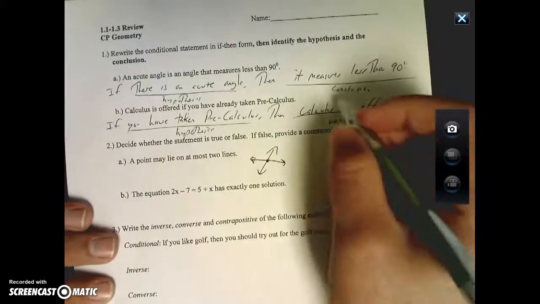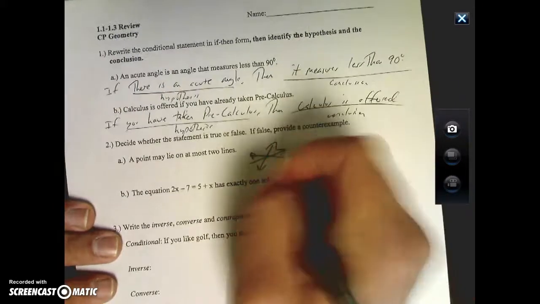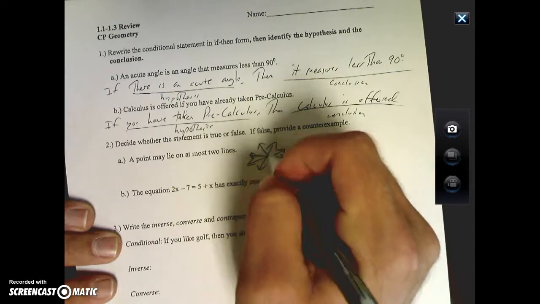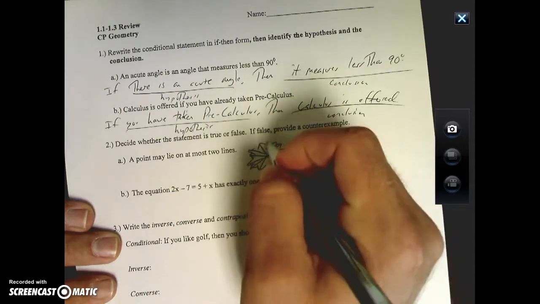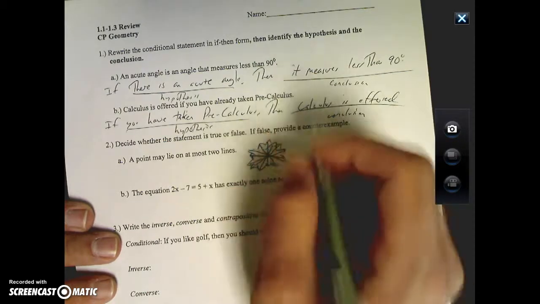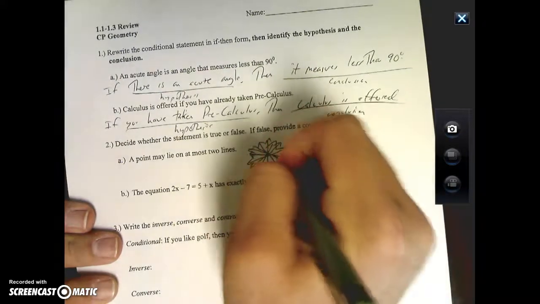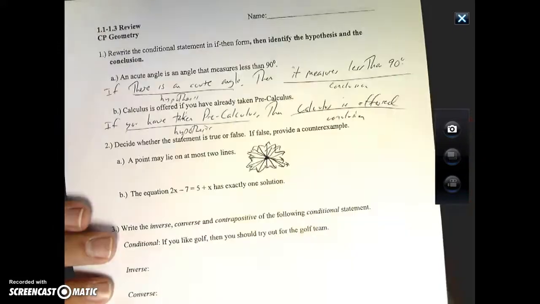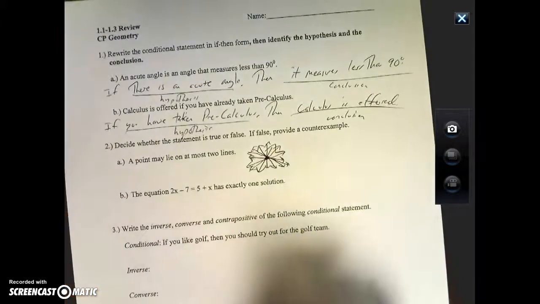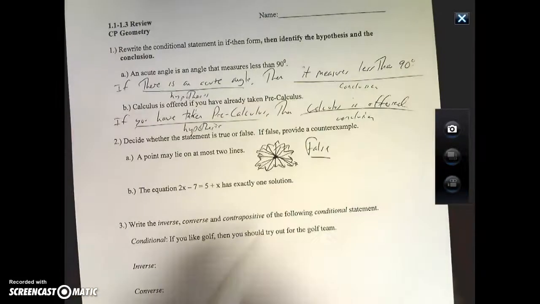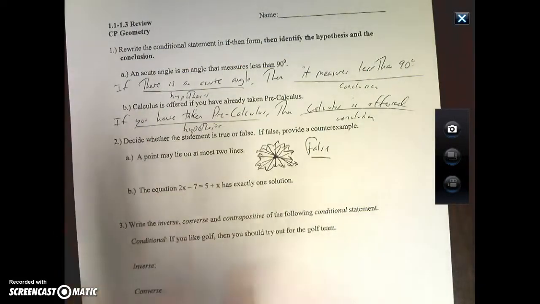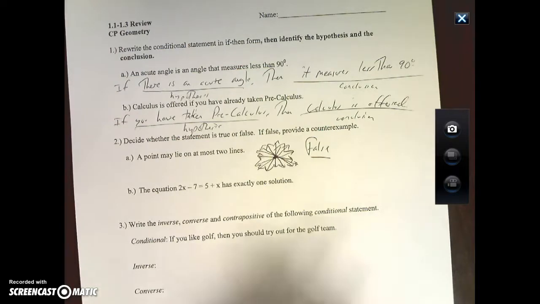Hopefully we're thinking that's false, because if you really want, I can just keep drawing lines over and over. Am I getting annoying yet? So I can have more than 1 line going through there. In fact, you could have an infinite amount of lines. So this is false. And yes, drawing a simple little picture like that, even though it looks all crazy, is good enough for a counterexample.